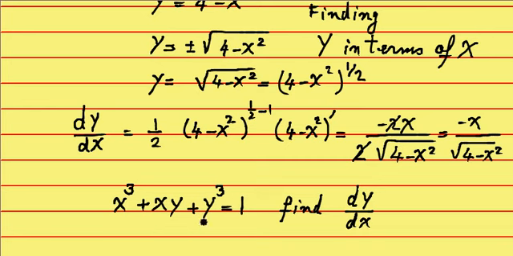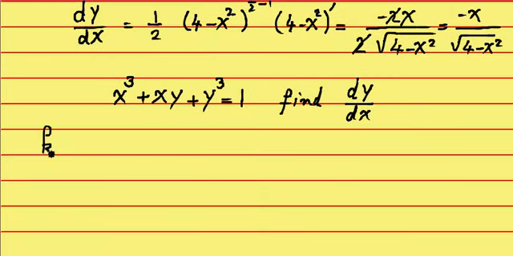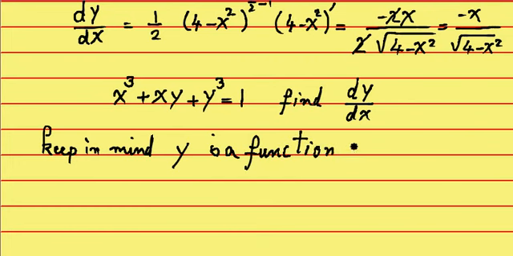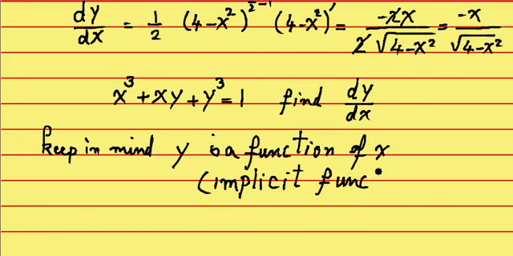What is the approach? The approach is to think about y. We know that ultimately y is going to be some function of x. So we keep in mind that y is a function of x. You don't see it, and that's a problem. You just don't see what function is it. So that function is an implicit function. We don't even try to find it. You just keep in mind that y is a function of x.